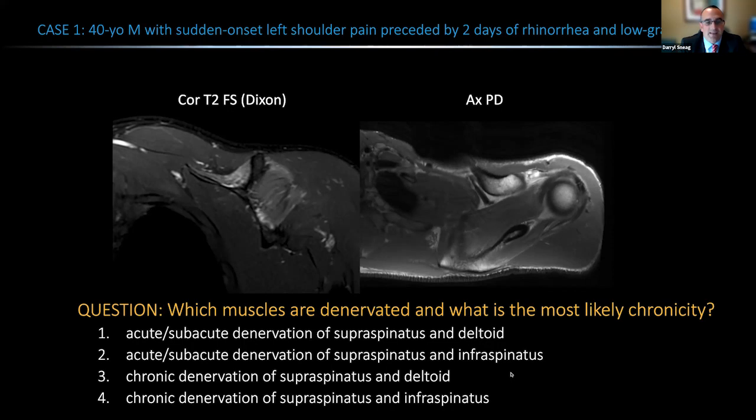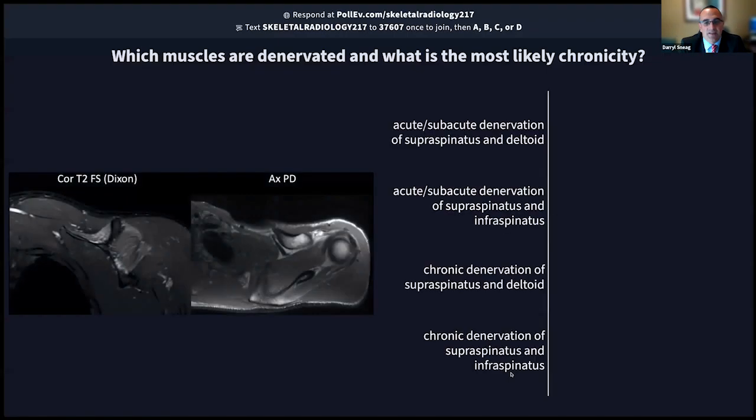For all these cases, I've labeled what type of sequence they are. In the top left, you see a coronal T2 weighted fat suppressed sequence, and on the top right is an axial proton density sequence. I'd like you to look over the choices, think about what muscles are involved, and at what stage do you think the denervation is. So let's move on to the answer portion.